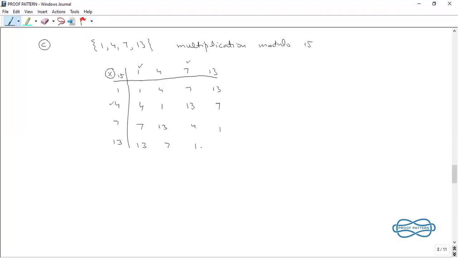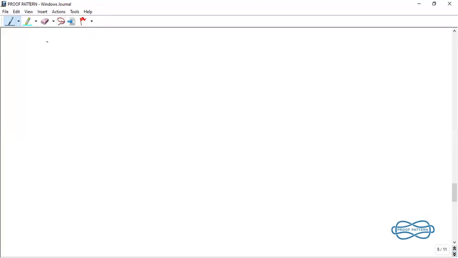And we see that whenever we multiply two elements of this set under modulo 15, we get the result from the same set. So we can say that this set is closed under multiplication modulo 15.